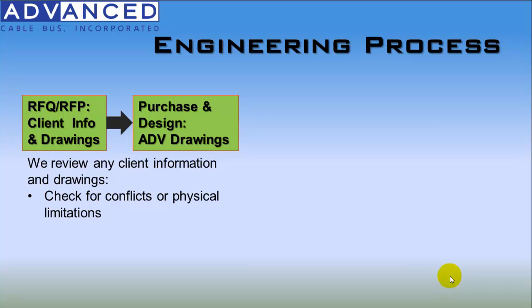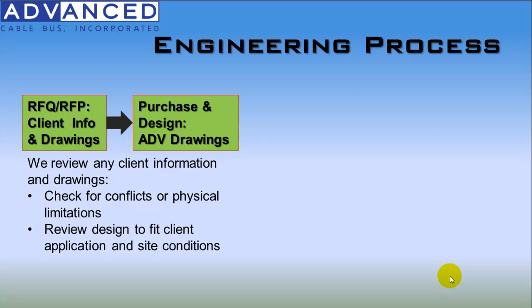We will check for any conflicts or physical limitations of the job site. For example, we will ensure that there is sufficient spacing between the cable bus runs if you have multiple runs on top of each other in order to make sure proper ventilation and accessibility for the installers. We will also check against physical limitations, which more often than not show up as minimum bending radius of the power cables. But there are other physical limitations as well, such as interference with existing equipment.